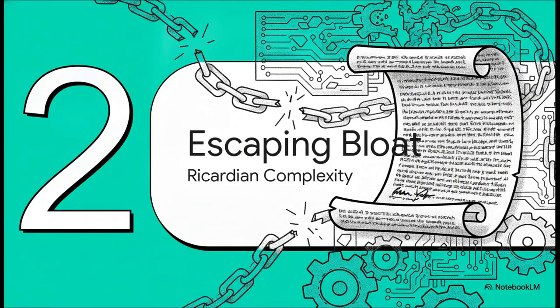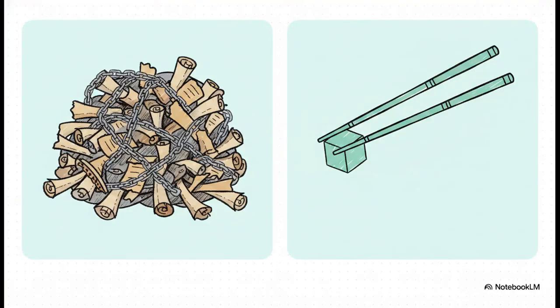Moving right along to Section 2. Escaping Ricardian contract bloat. So, when developers eventually did try to solve this on-chain payment problem in the early Web3 space, they hit a massive, structurally debilitating wall. They suffered from what engineers call Ricardian complexity. Basically, early developers kept trying to attach these incredibly heavy, bloated 50-page legal text contracts directly to simple digital transfers. It was an impenetrable wall of complexity.